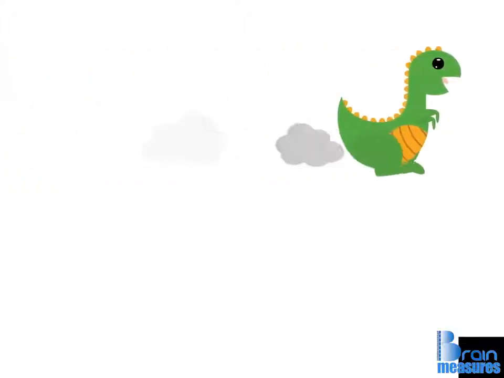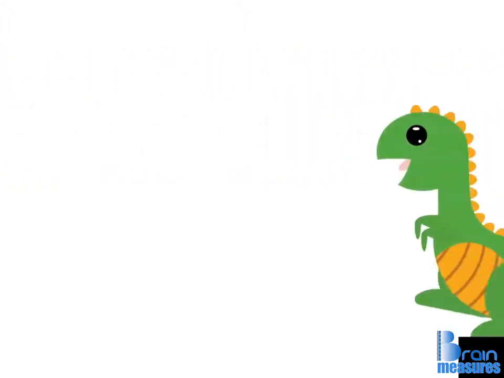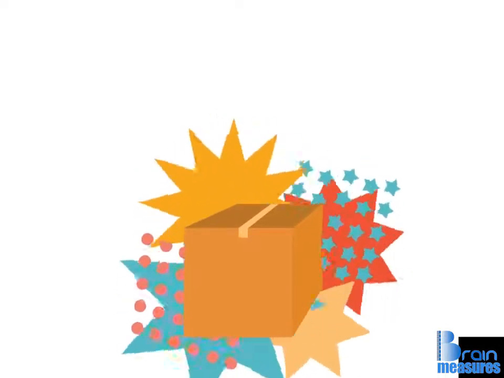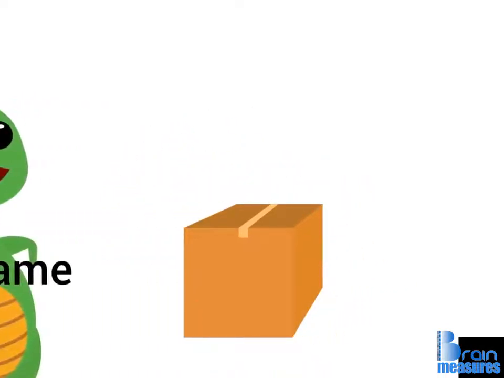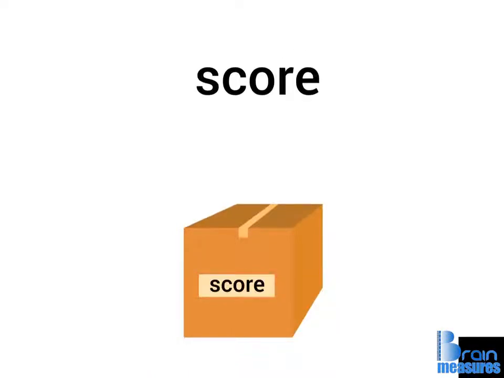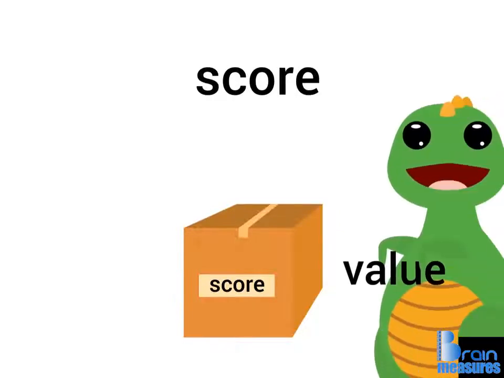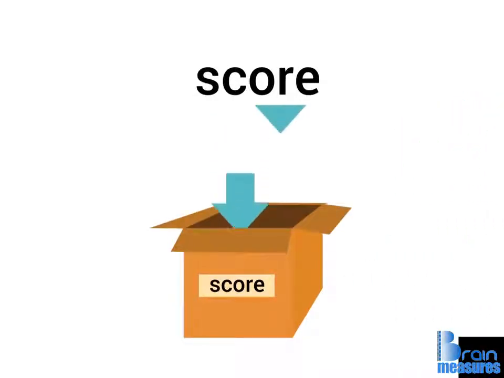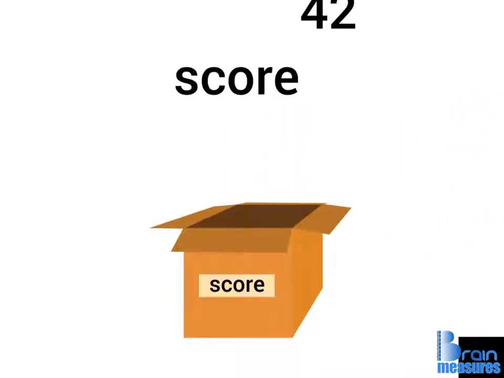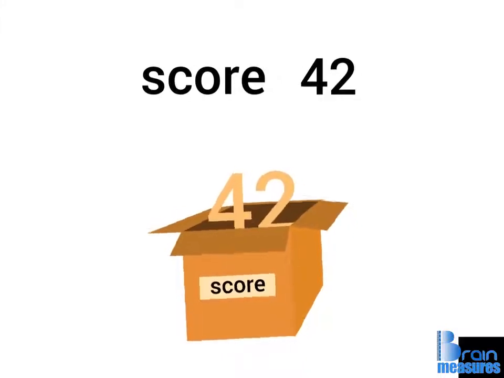Let's break down the line of code we used previously to create a variable. Variables come in two parts. The first part is its name. This is the label we put on our box. In our case, the name of the variable is score. The second part is its value. This is what we want to put in the box. Here we store the number 42 in the variable score.